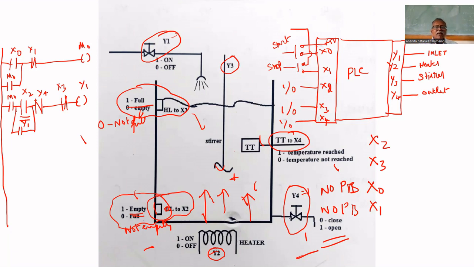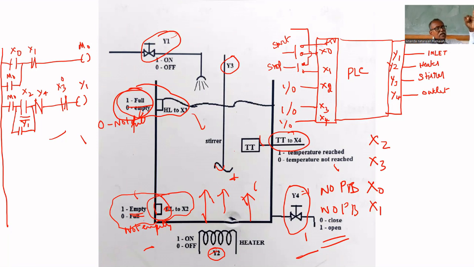Once the tank becomes full, what is the value of X3? X3 becomes 1. Till now X3 is 0. When the tank is full, what signal does it give? 1. 1 means this becomes 0. That's why the inlet valve will be closed. The inlet valve will be automatically closed. It is working automatically.